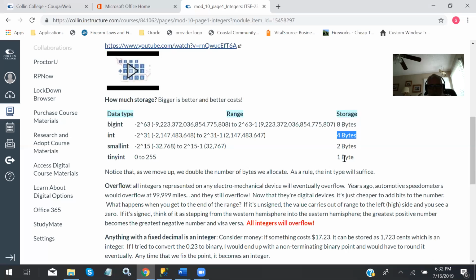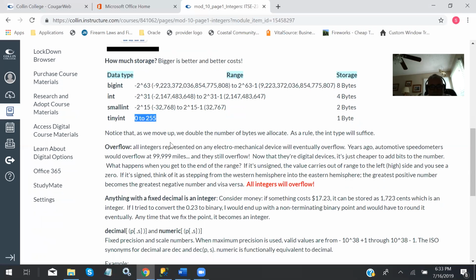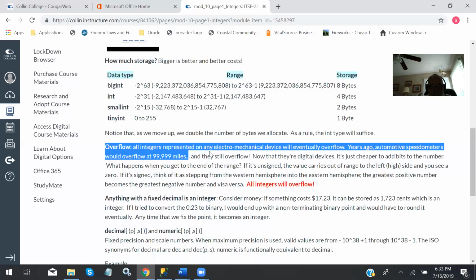So if we have 1 byte, 8 bits, I can go from 0 to 255, in other words, 256 values. If I add 1 more bit and have 9 bits instead of 8, now I can go from 0 to 511. So a range of 512. As we move up, each time it doubles. Okay, here's what I wanted to get to. Overflow.